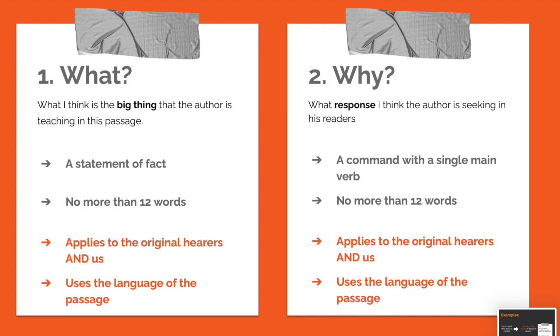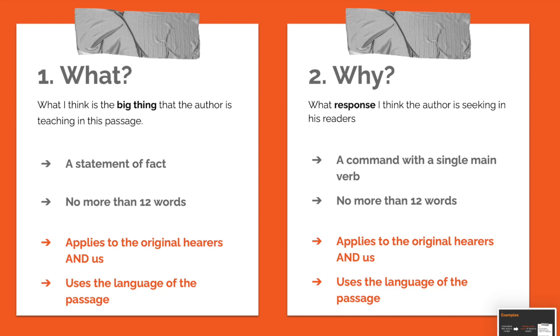So we've taken a look at what sentences and why sentences: what we think the big thing the author is teaching in the passage, and why the author has written it. What response is he looking for? We looked at those two rules. It's a statement of fact or a command with no more than 12 words. And here are two more rules that would be helpful for us to think through.